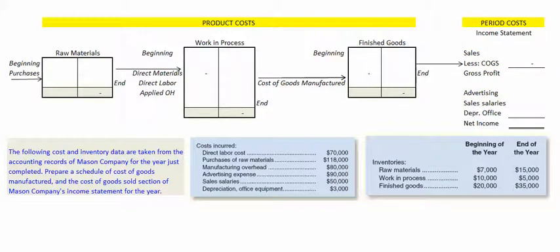The following cost and inventory data are taken from the accounting records for the Mason Company for the year just completed. Prepare a schedule of cost of goods manufactured and the cost of goods sold section of the Mason Company's income statement for the year.